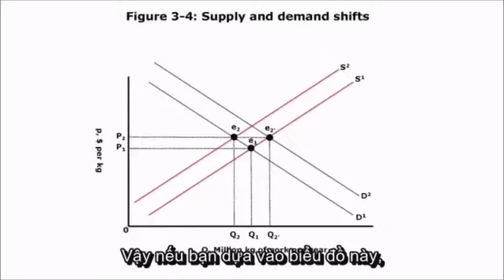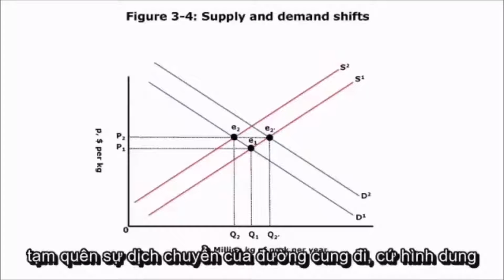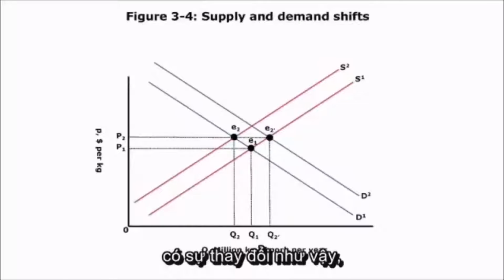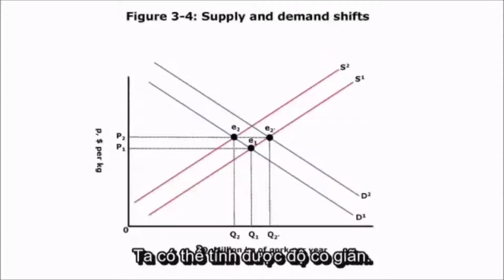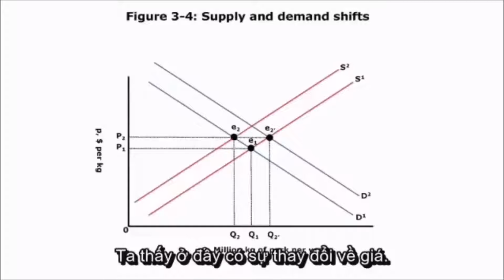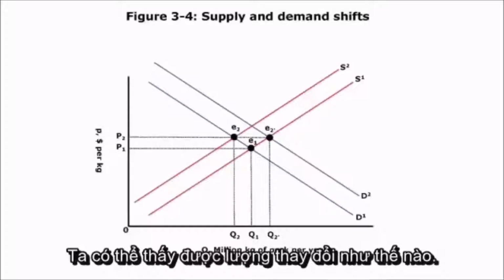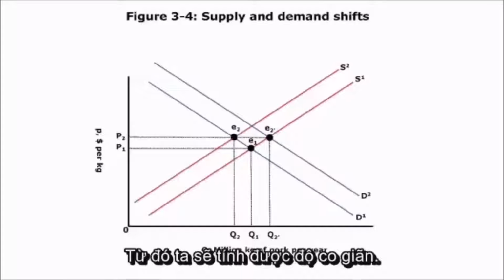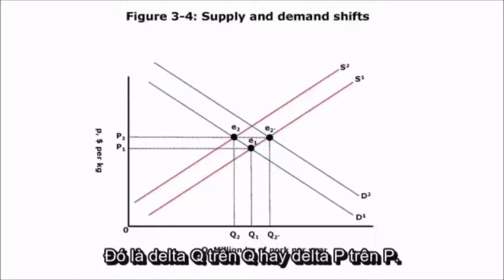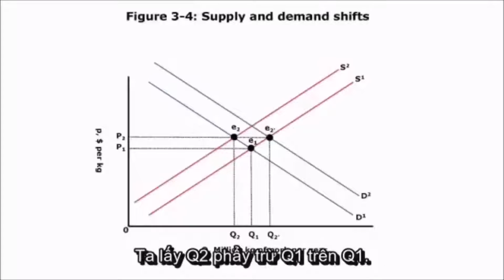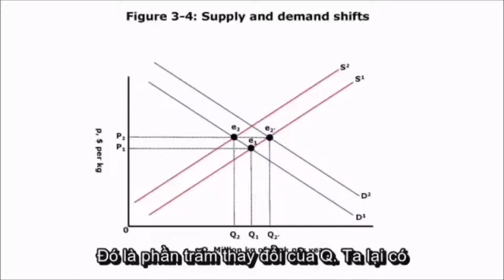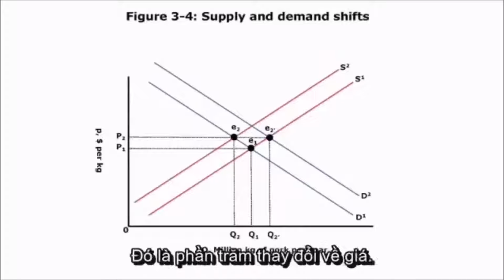So if you took that diagram, forget the supply shift for a minute, just imagine that's the change. And you said, aha, I can measure the elasticity. I see here there's a change in price. I can then look at how quantity changed, and I'll get the elasticity. Right? After all, it's delta Q over Q, delta P over P. So I take Q2 prime minus Q1 over Q1. That's the percentage change in Q. I take P2 over P1. That's the percentage change in price.